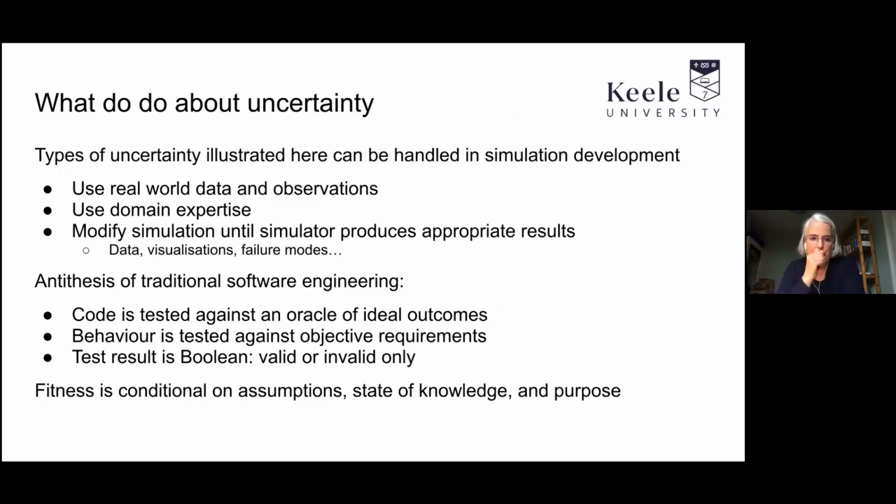So the types of uncertainty that I've illustrated, we can handle those in simulation development. We can use whatever real world data exists with all the caveats that I put on coming from different contexts and uncertainty and not very much of it. We can use our domain expertise, which we use a lot. We can do this calibration activity, modifying the simulation until the simulator produces appropriate results, which always feels wrong to a software engineer.